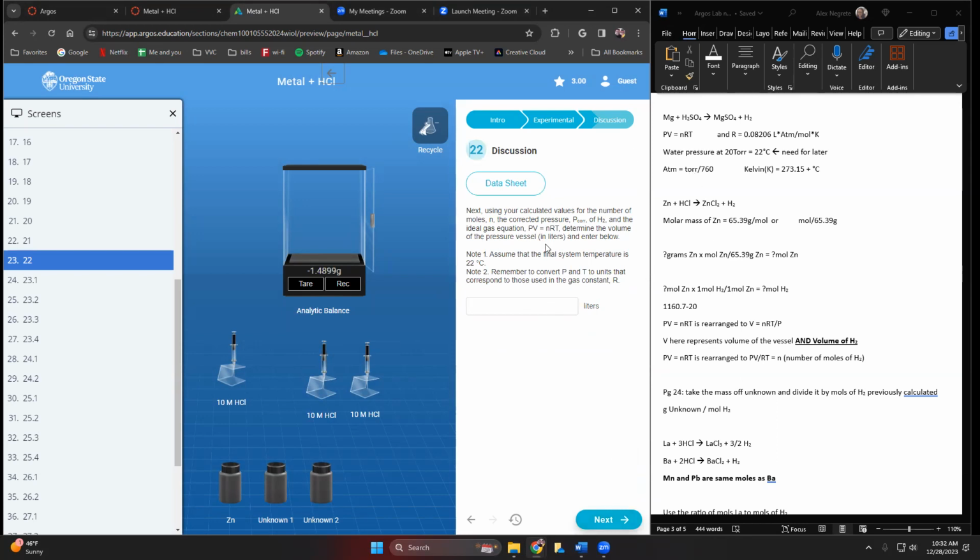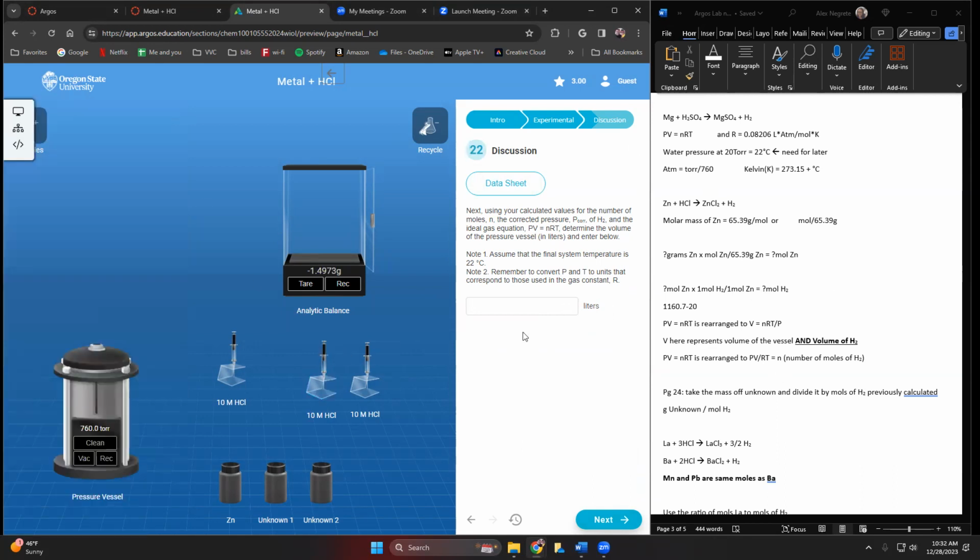And this is where we're going to use our ideal gas law, PV equals nRT. The volume that we're calculating is the volume of hydrogen gas in this vessel, right? So we have the corrected pressure, which was what we just calculated, 1140. We know what the number of moles is because we calculated the moles of H2 gas already. We know what the R constant is because it's right here, and we're assuming a temperature of 22 degrees Celsius, which we're going to convert to Kelvin.